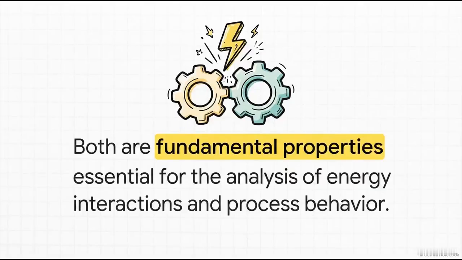And look, despite their contrasting natures, both of these properties are absolutely essential. You need enthalpy to know if a chemical reaction is going to release enough heat to, say, power a massive turbine. But you absolutely need entropy to know exactly how much of that heat is doomed to be wasted as exhaust. Together, they form the complete, undeniable foundation for analyzing energy interactions and process behavior in the real world.